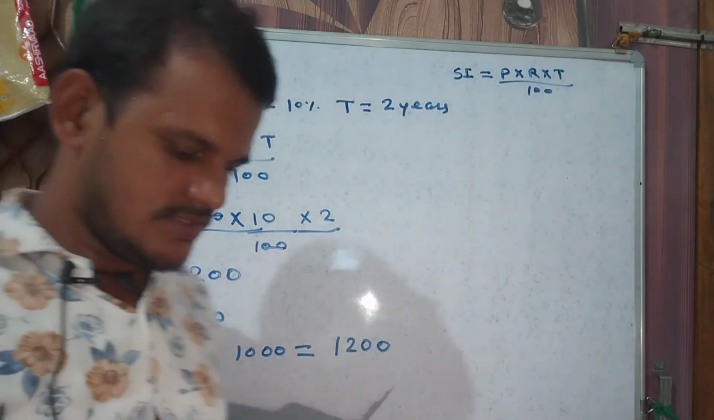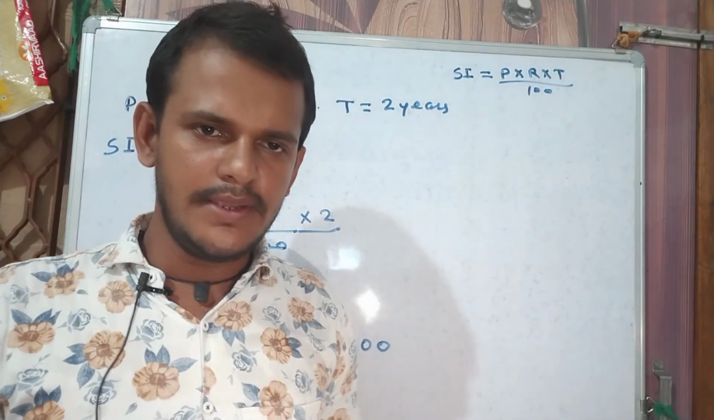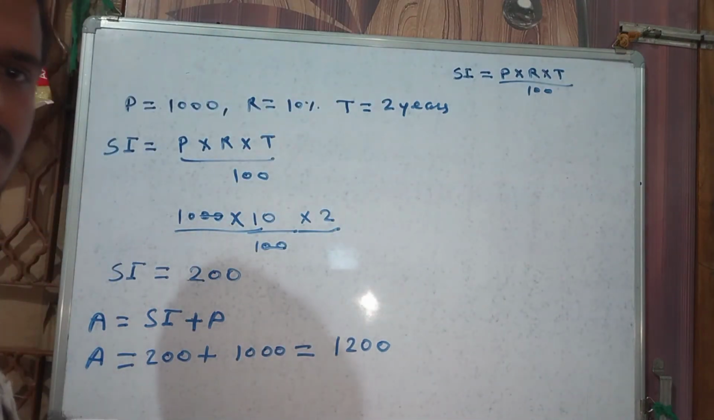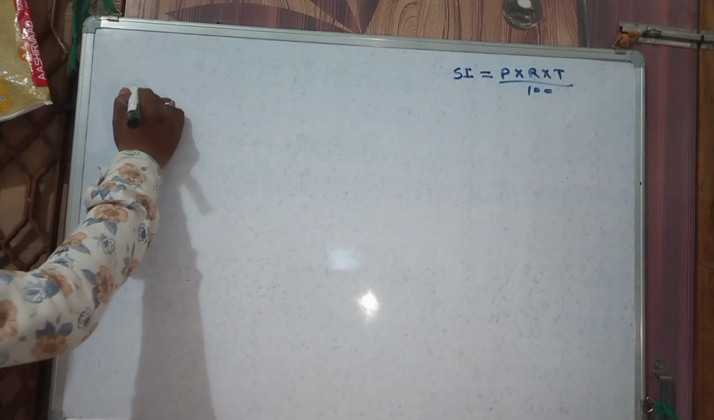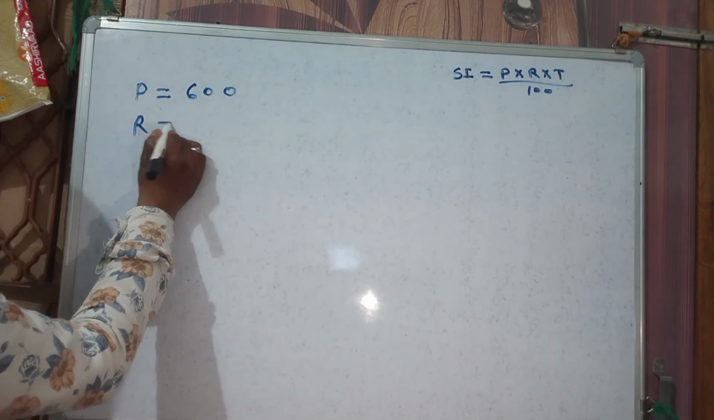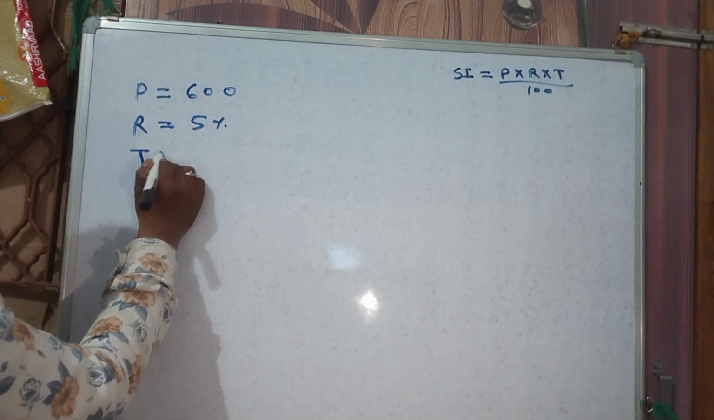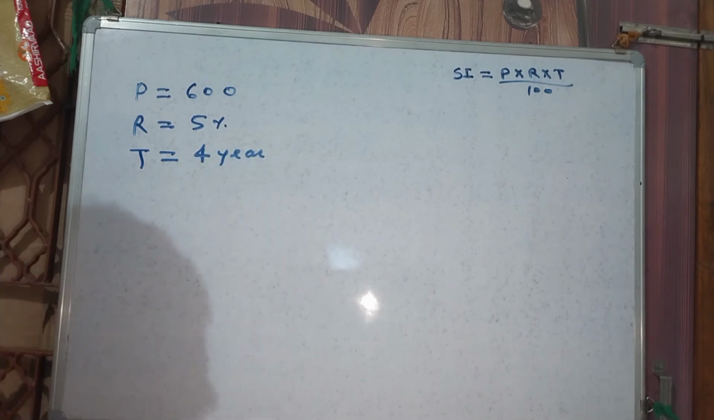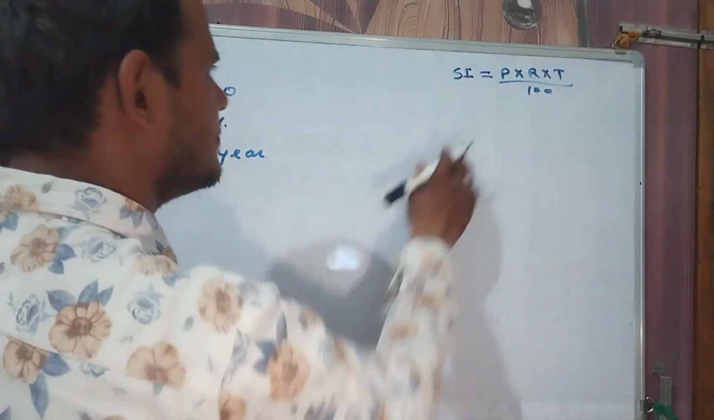Principal is given as 600, rate of interest is given as 5% per annum, and T is 4 years. So let's solve here. Principal equals 600, rate of interest 5% per annum, and time duration is 4 years. Our target is to find the simple interest. The simple interest formula is P into R into T by 100.